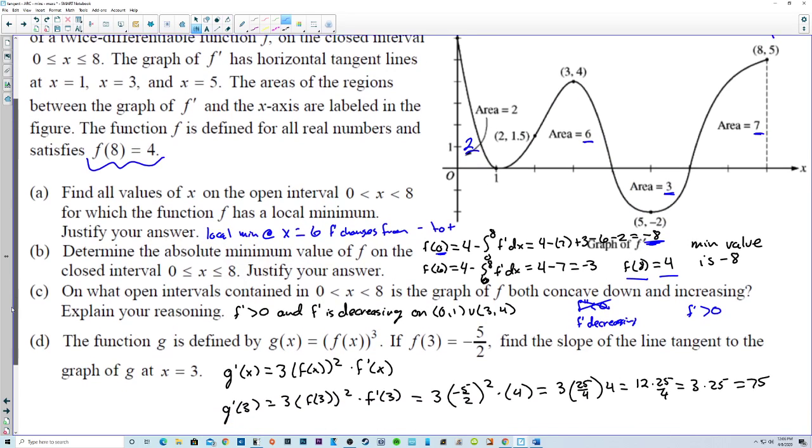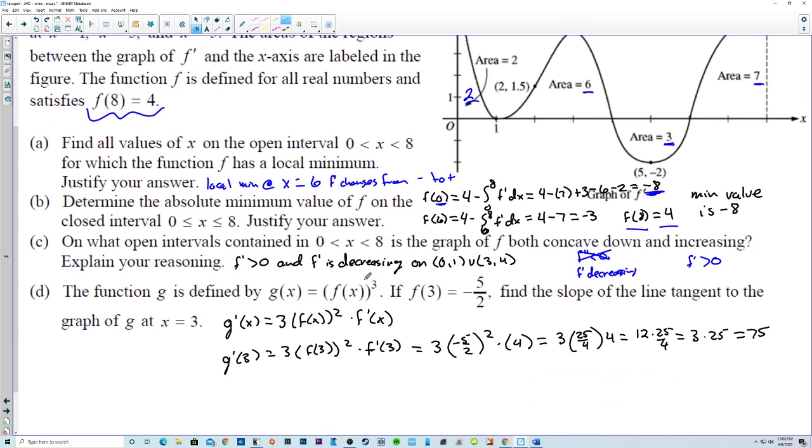D. The function g is defined by g of x is f of x to the third. If f of 3 is negative 5 halves, find the slope of the line tangent to the graph of g at x equals 3. So this is the chain rule. They want to see if you know the chain rule. So we're going to multiply by 3, reduce the power by 1, but leave the inside alone. So 3 f of x squared. And then multiply by the derivative of the inside, which is f prime of x.